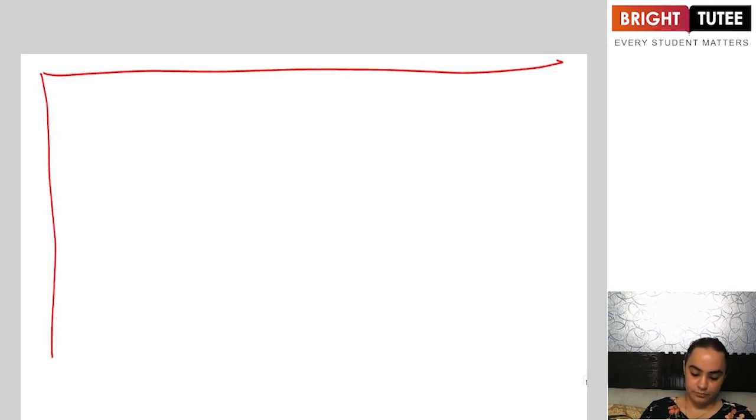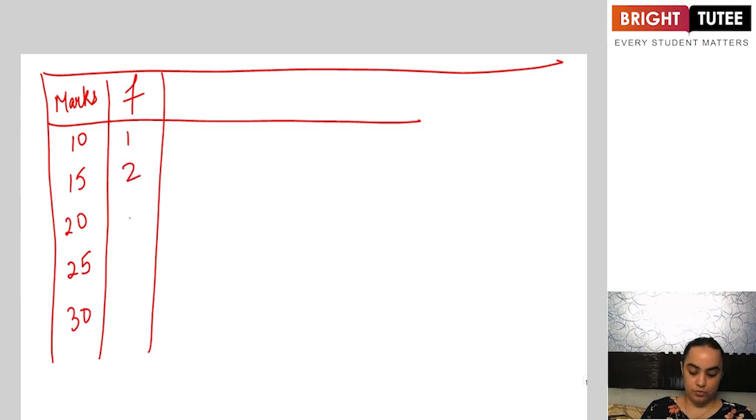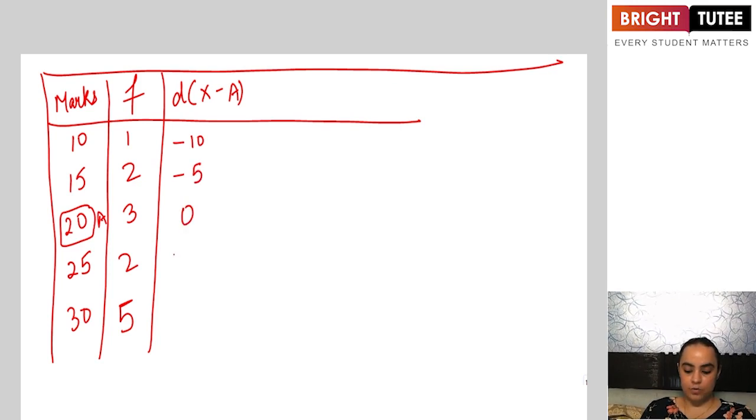Let us solve a question again. Marks 10, 15, 20, 25 and 30. The frequency was 1, 2, 3, 2 and 5. D was x minus a. What was my a? 20 was my a. So minus 10, minus 5, 0, 5 and 10.